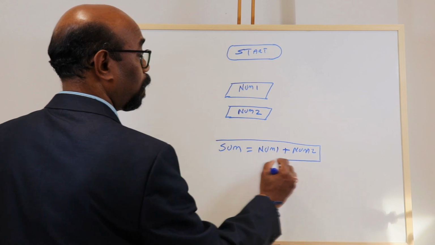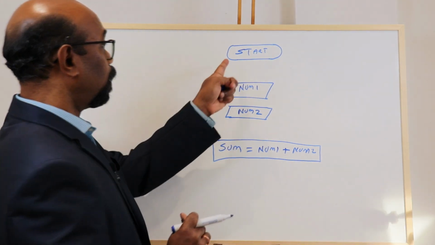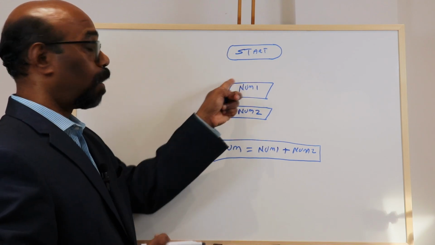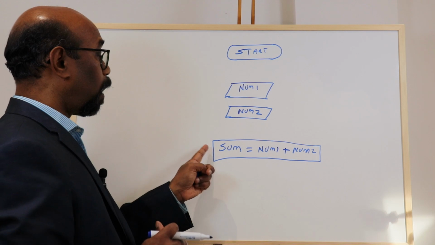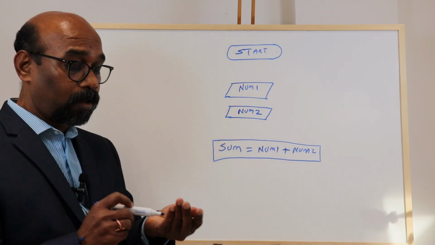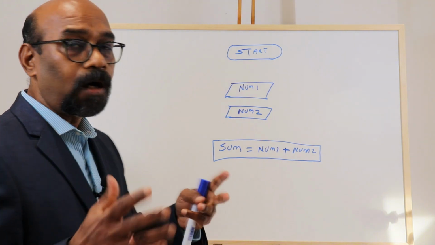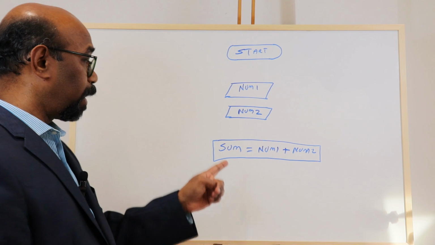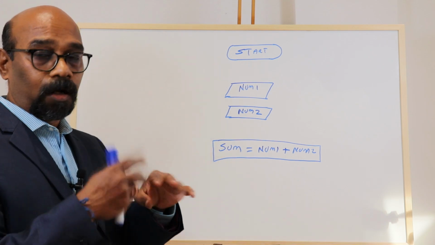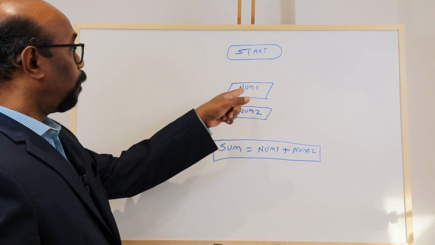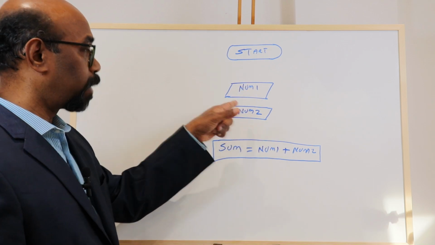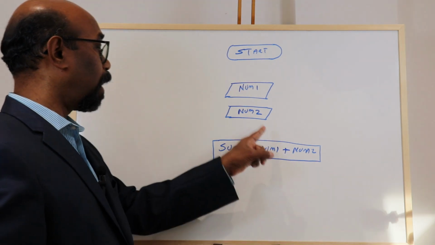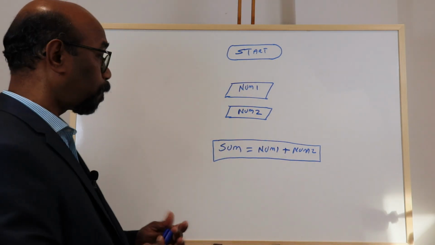Now I need to put a rectangle. This is a third symbol. So the first symbol is oval, start, input, which is parallelogram, and then the rectangle symbol. This is for process or calculation or value assignment. All those processes, this box will represent all of this. Okay. Now we got the number 1, we got number 2 as input. We have calculated number 1, number 2, and then stored in the variable sum.